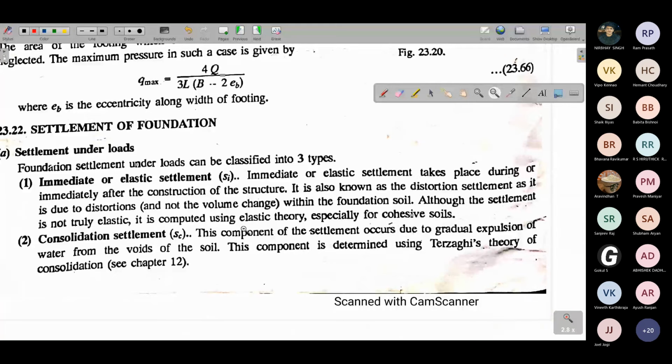Settlement of a foundation: what will happen and how much it should settle and so on. If you see in the consolidation chapter, we have immediate or elastic settlement, we have consolidation, and we have final settlement also. Three types of settlements. Immediate settlement, or elastic settlement, takes place immediately after construction.